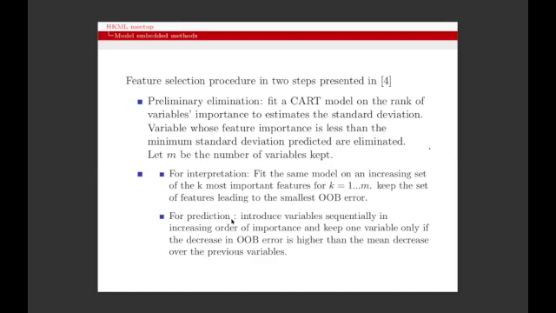So once we eliminate variables, we are left with m variables, and for interpretation tasks, we fit the same model on an increasing set of the most important features, and keep the set of features leading to the smallest out-of-bag error. Whereas for prediction tasks, we introduce variables sequentially similarly, but we only keep a variable if the decrease in the out-of-bag error is higher than the mean decrease over the previous variables. So it's a bit different.